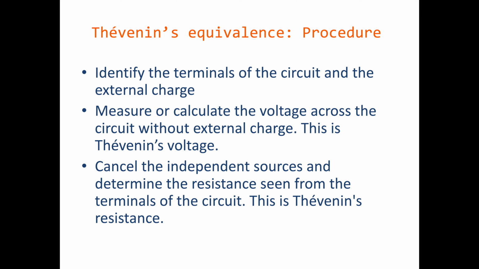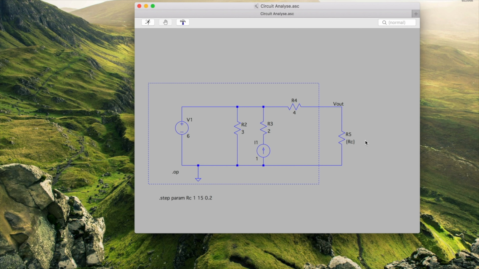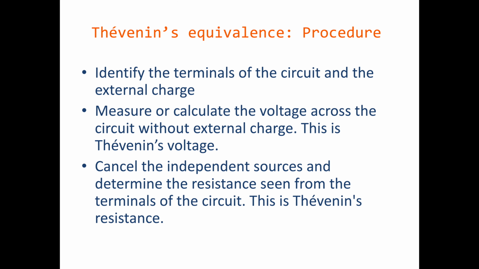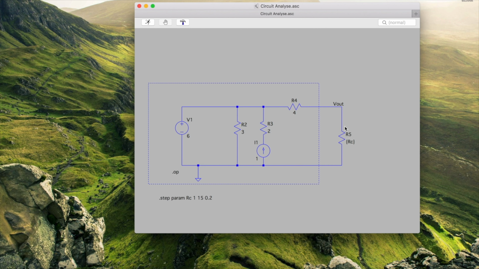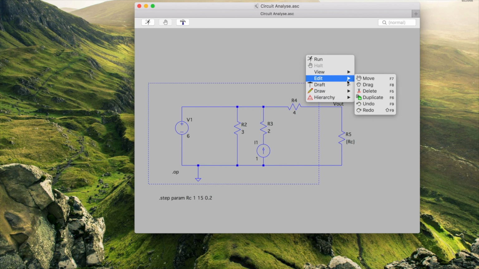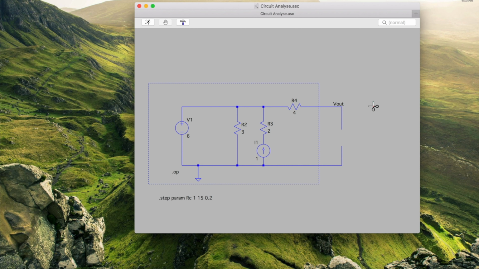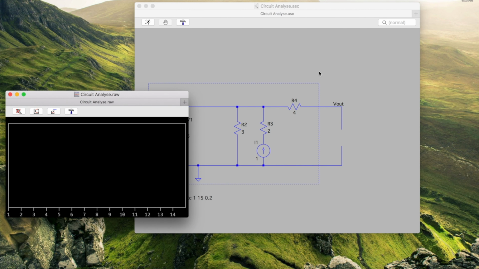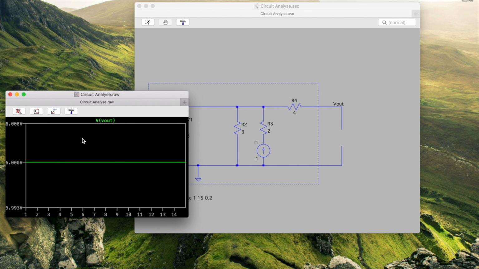First, we identify the terminals of the circuit and the external load. The load will be R5 and the terminals of the circuit will be here and there, so the terminals of the resistor. Then we have to measure the Thevenin's voltage. This voltage is the voltage at the terminals of the circuit without external load. We notice without doing the simulation that this voltage will be equal to 6 volts. Anyway, I launch the simulation and one observes indeed here a voltage of 6 volts.